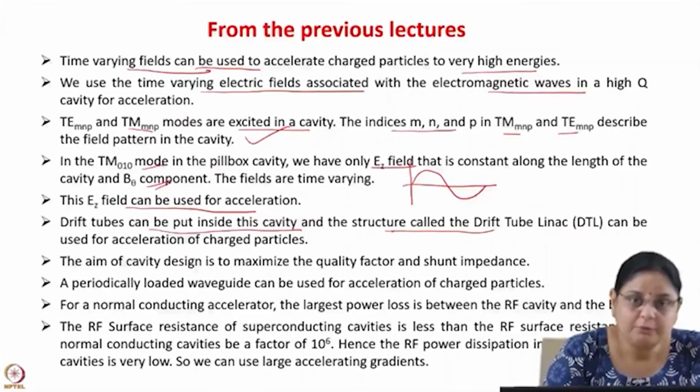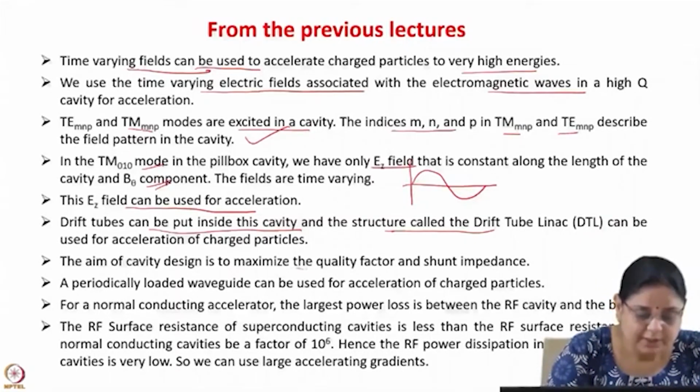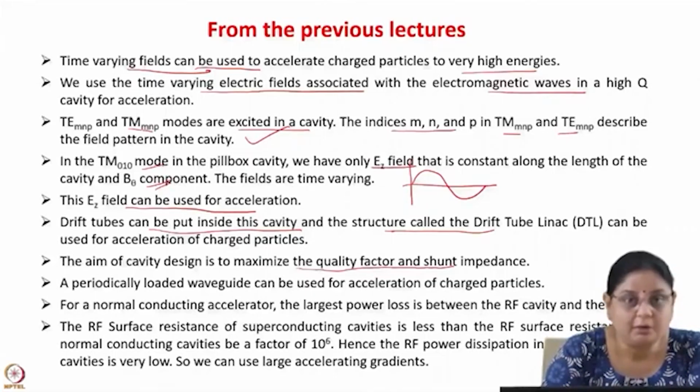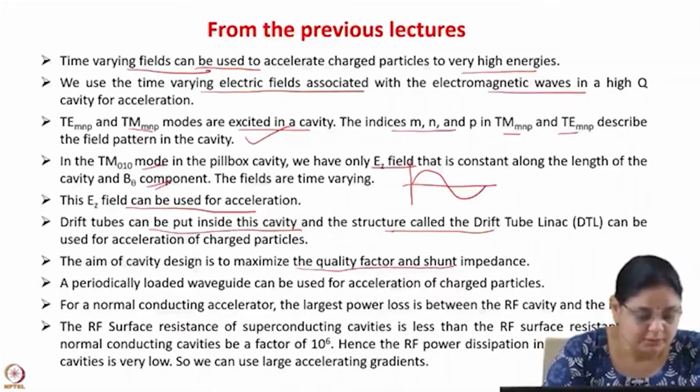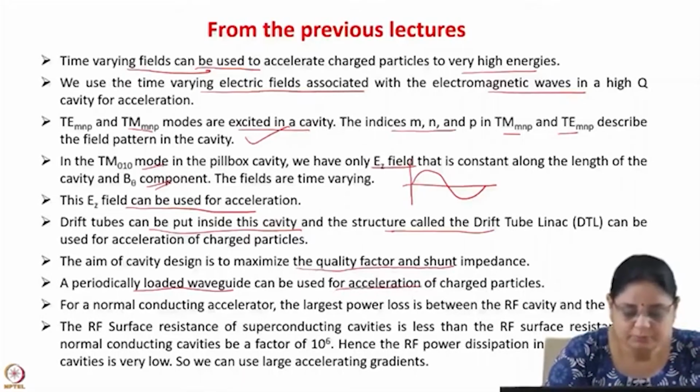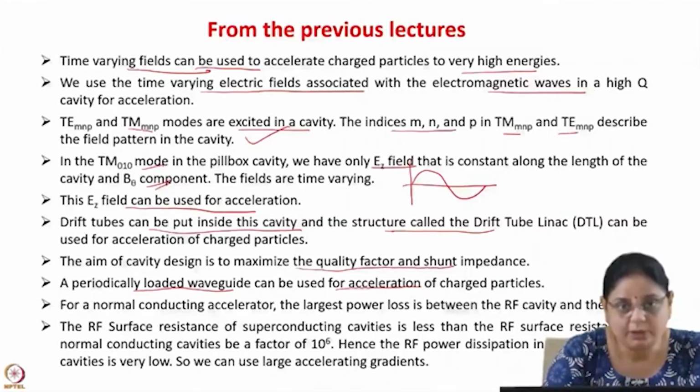We learned about the figures of merit of the cavity, the quality factor, shunt impedance and so on. And the aim of cavity design is to maximize the quality factor and the shunt impedance. We also saw that a hollow empty waveguide cannot be used for acceleration because here, even though the TM wave is possible, the phase velocity is greater than the velocity of light, and so synchronism of the particle with the wave is not possible. However, if you use a periodically loaded waveguide, that can be used to accelerate charged particles because here you are able to slow down the phase velocity of the wave.